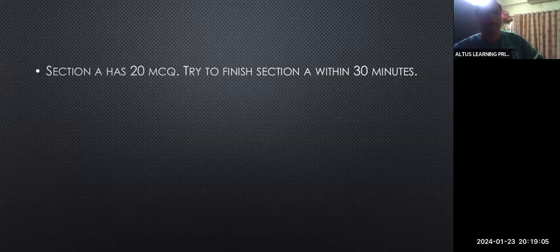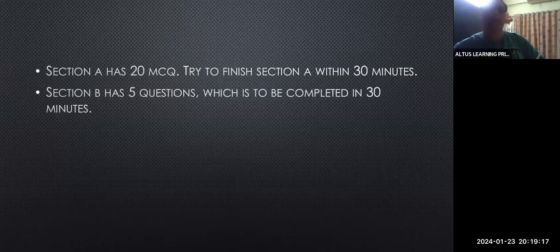Two or three MCQs might be there where you have to spend 1 minute or 1 minute 10 seconds. But total 20 MCQs can be finished in 30 minutes very easily. Then we have section B, which has 5 questions. These are short questions. I think 2 minutes or 2.5 minutes, maximum 3 minutes, for one question. Though you can take 30 minutes to solve section B.